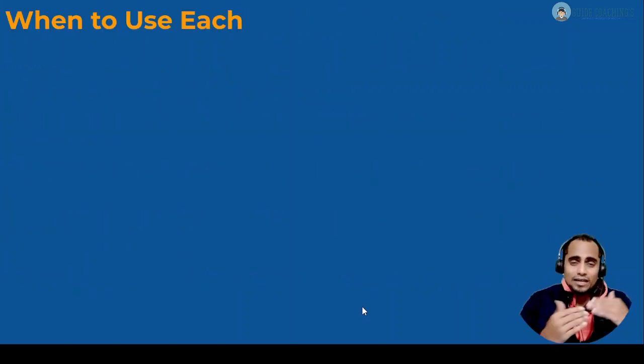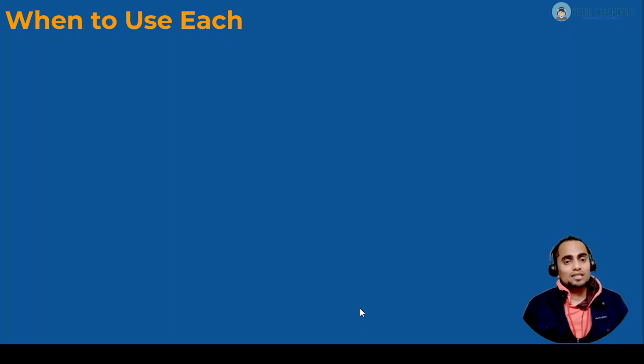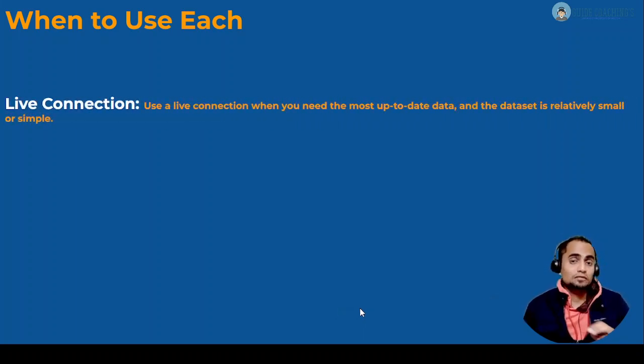Now by here you must have understood which one we should use and when. The first point is live connection. Live connection is best when you want updated data and the data set is relatively small or medium size. That is reason number one. There are two points: the first is most updated data, so when you want the most updated data you will use live connection, and when the data size is very small, you can use live connection.